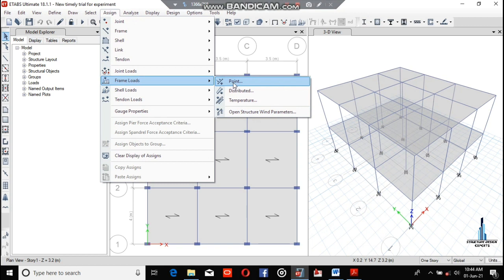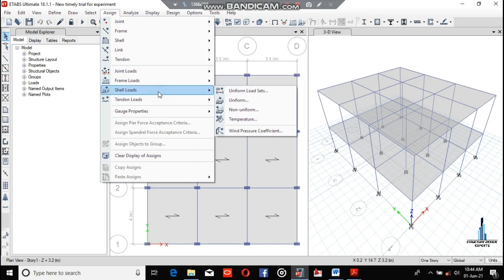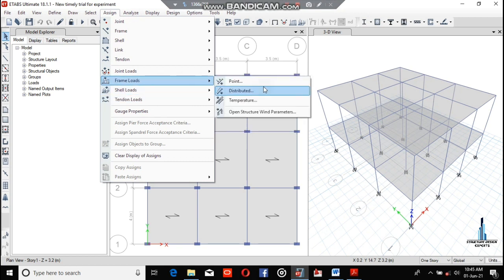As you know, point load is the load which transmits the load at one point, and distributed load is the load which is distributed over a long length or total area, transmitting the loads. So this is called that. But where do we have to use the frame load and where do we use the shell load? What are shell objects and what is a frame?